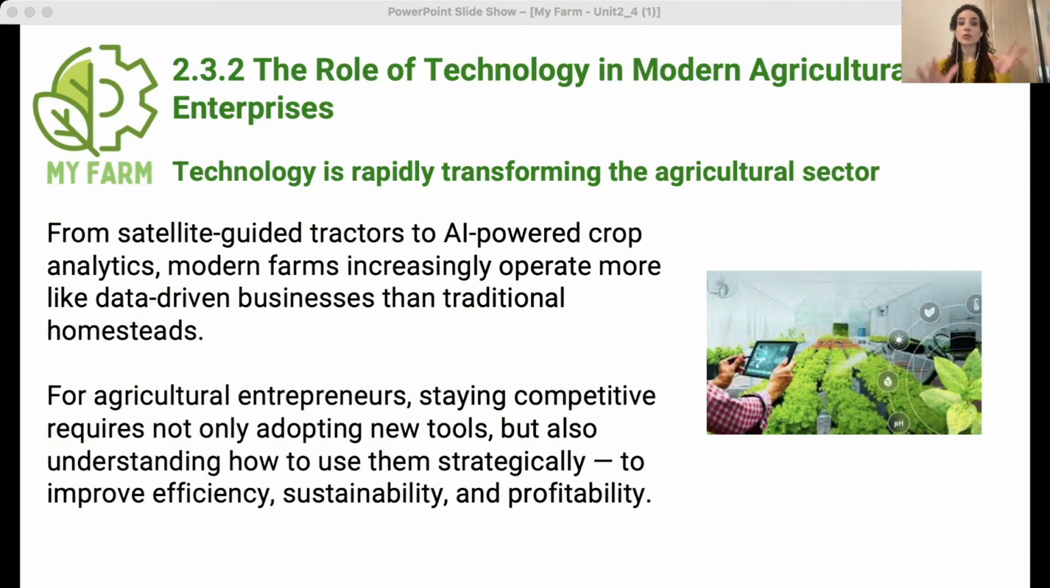Technological innovation is reshaping agriculture at an unprecedented pace. From satellite-guided machinery to AI-powered analytics, technology enables farmers to improve efficiency, sustainability, and profitability. Staying competitive increasingly depends on understanding and adopting these tools in a strategic manner.